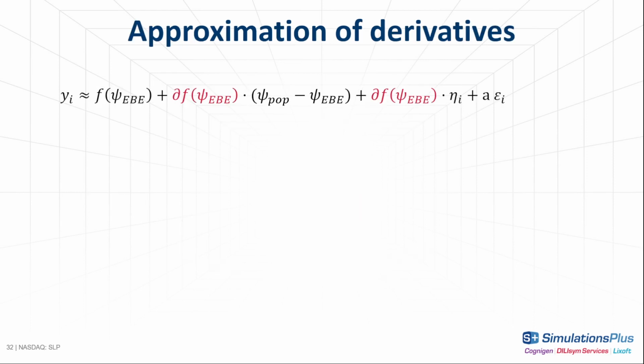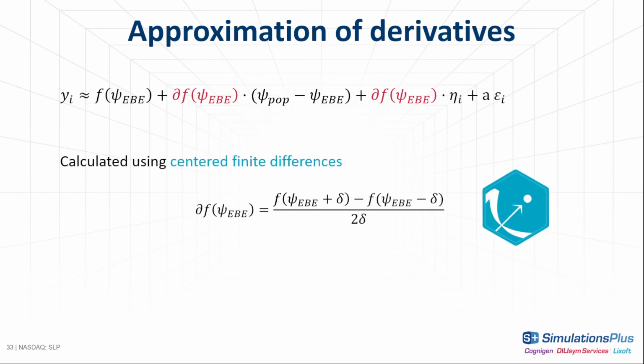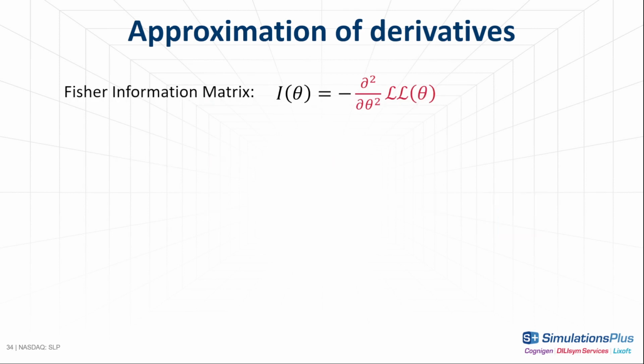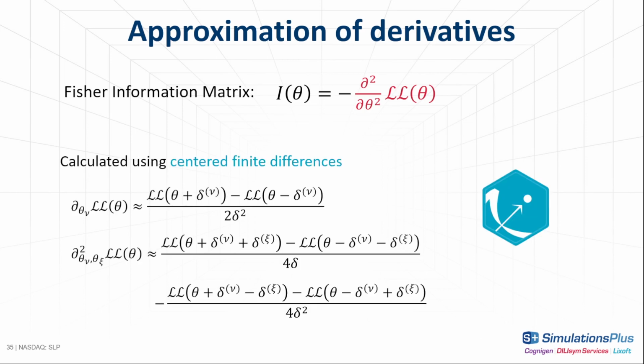These formulas include derivatives of the structural model F. This function may be the solution of an ODE system that does not have a closed form solution, so Monolix approximates them numerically with a second-order centered finite difference. To calculate the Fisher information matrix, we need to calculate the first and second derivatives of the log likelihood with respect to the population parameters theta. They are also obtained with centered finite differences in Monolix.